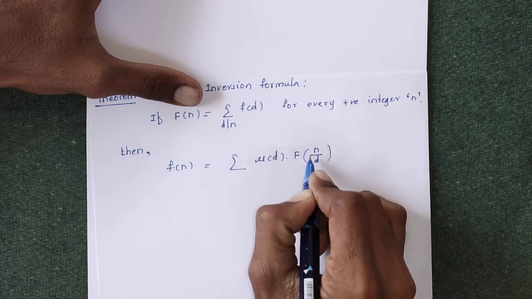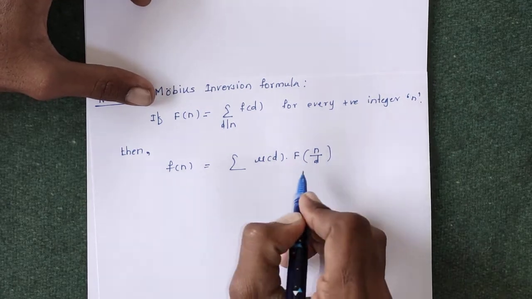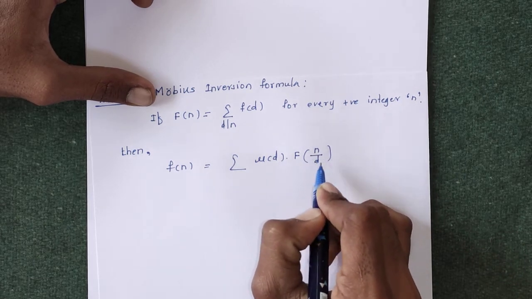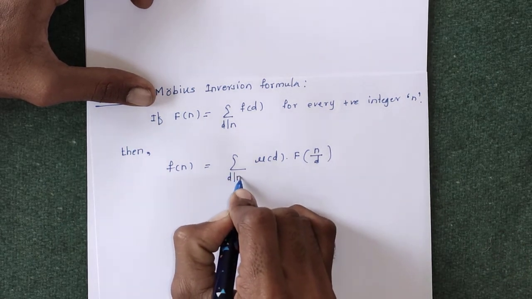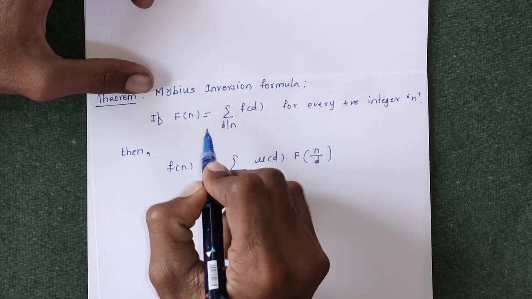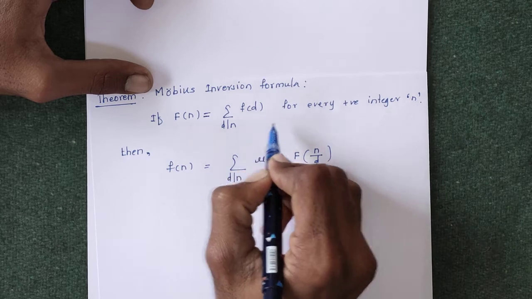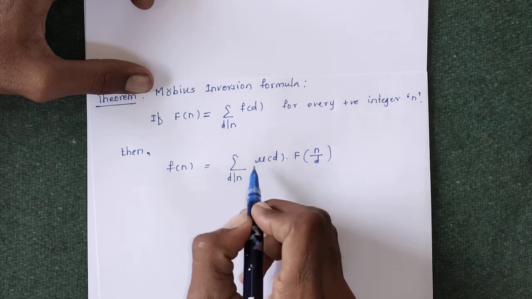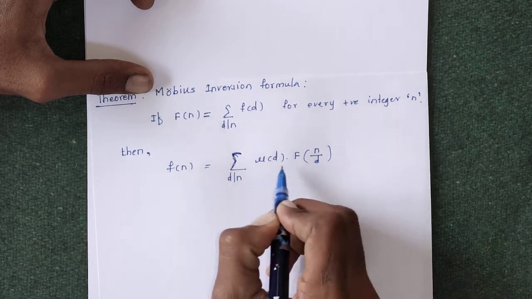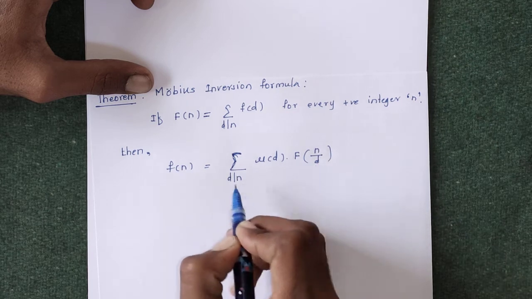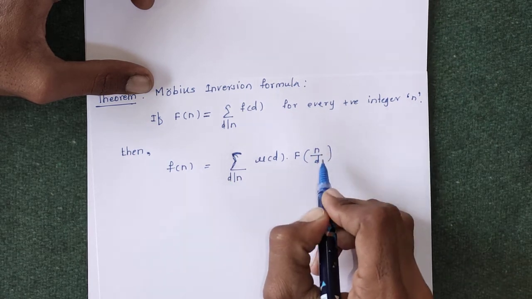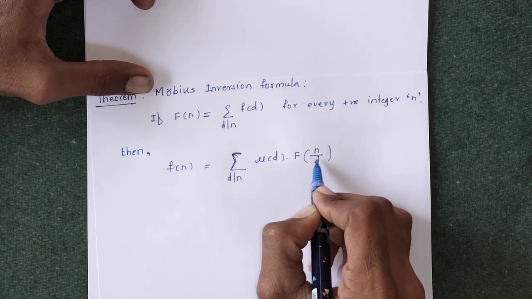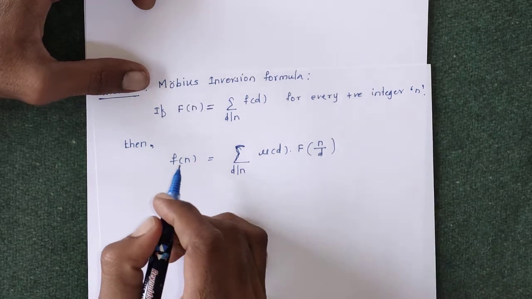First of all, we have seen n upon d in number theory. Till now we have just seen d divides n. Now this n upon d, this d is a divisor of n. If capital F of n is equal to the summation of f of d, d divides n, for every positive integer n, then small f of n is equal to the summation of mu of d into F of n upon d, where d is a divisor of n. So d is a divisor means n by d is an integer. This is the clear thing.